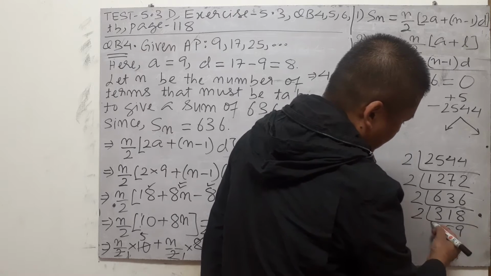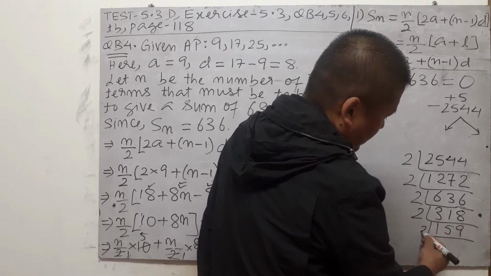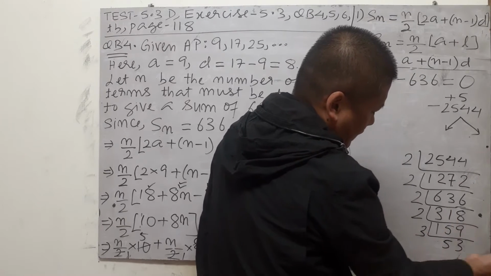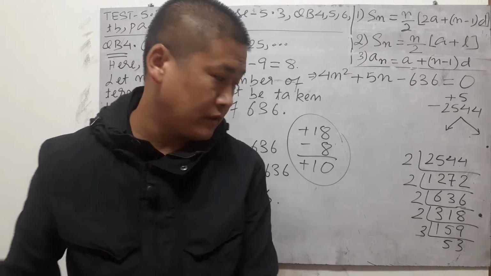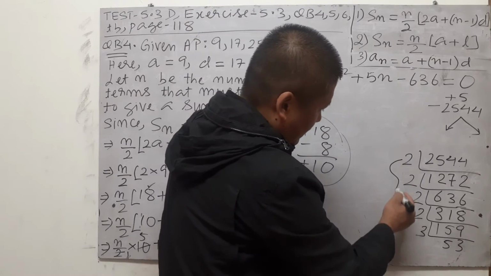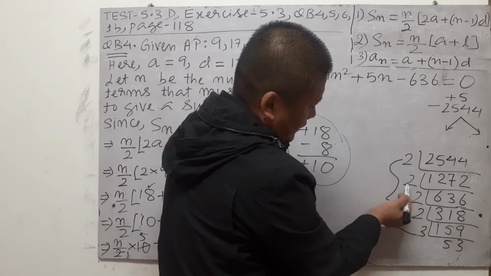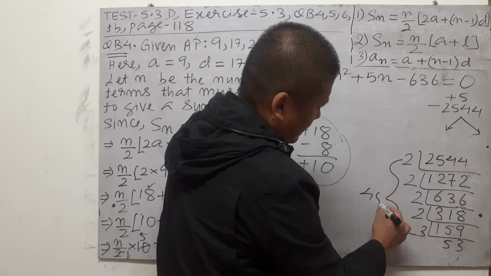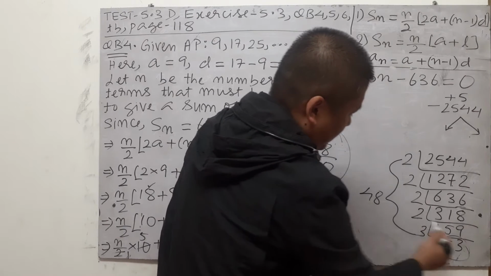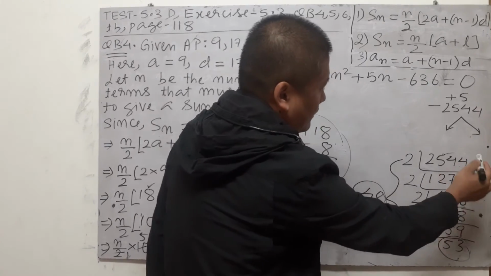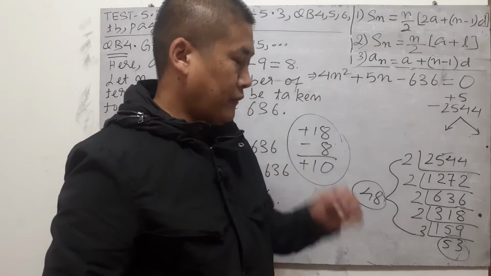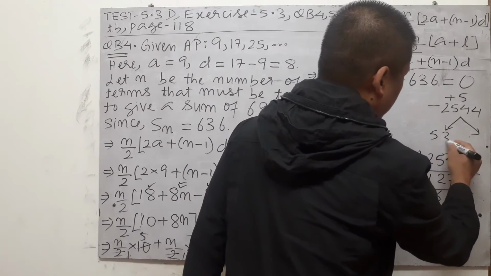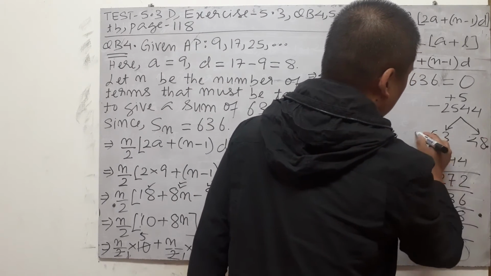2 9s are 18. I think this is going with 3, so 3 5s are 15, nothing in hand. 3 3s are 9. 53 itself is a prime number, I think, so we can stop. Now if you combine this here, 2 2s are 4, 4 2s are 8, 8 2s are 16, 16 and 3 is 48, you're getting. And then we have 53 into 48 is making this 2544.